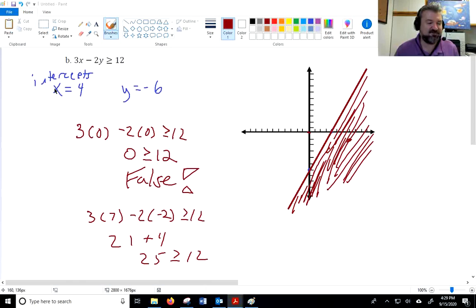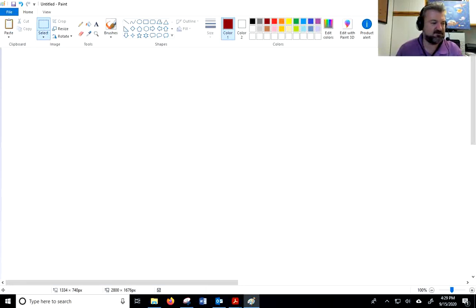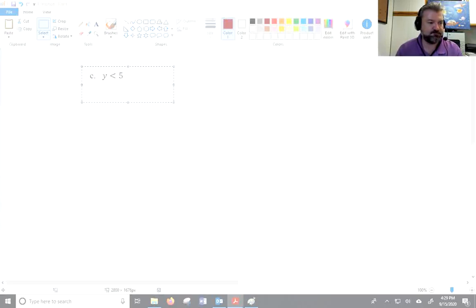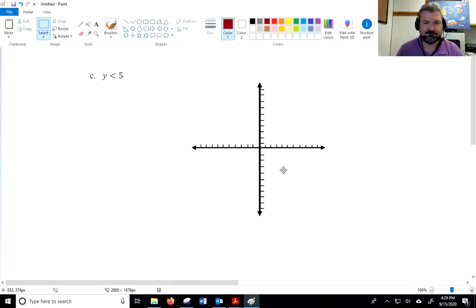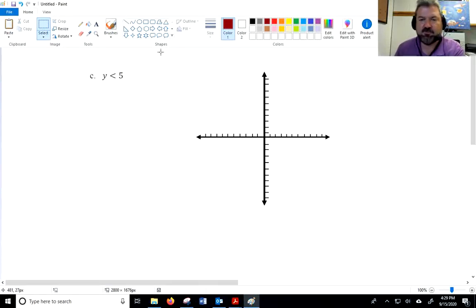All right, our next one is y less than 5. Pardon the notes, looks like it ran on 2 different pages there, but it's okay. I can make it look like it's on one here. All right, there we go. So y less than 5.